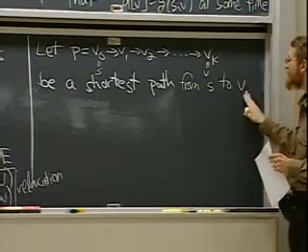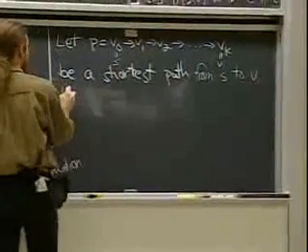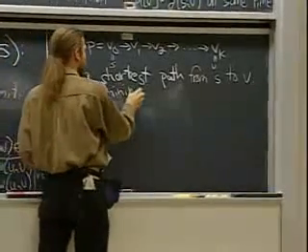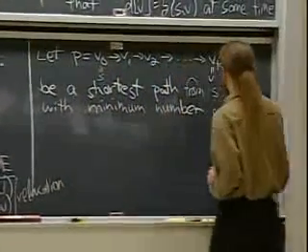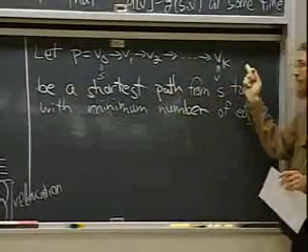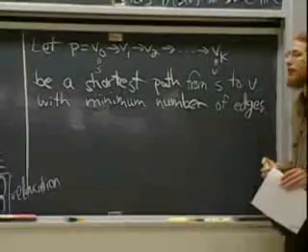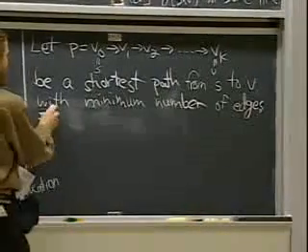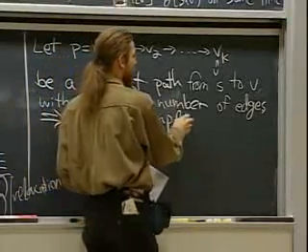Now, I also want it to be not just any shortest path from s to v, but among all shortest paths from s to v, I want it to be one with the fewest possible edges. Shortest here means in terms of the total weight of the path. Subject to being shortest in weight, I want it to also be shortest in the number of edges. And the reason I want that is to be able to conclude that P is a simple path, meaning that it doesn't repeat any vertices.